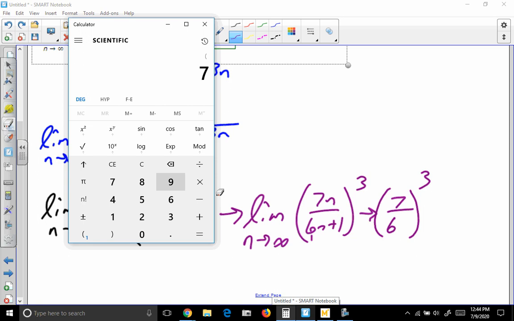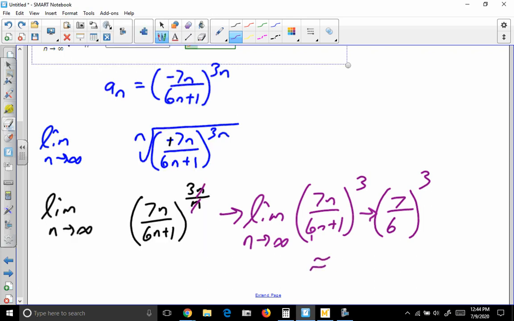So 7/6 raised to the third power is about 1.6. That's larger than 1, so since that value is larger than 1, our series is going to diverge. If that was less than 1, it would converge.